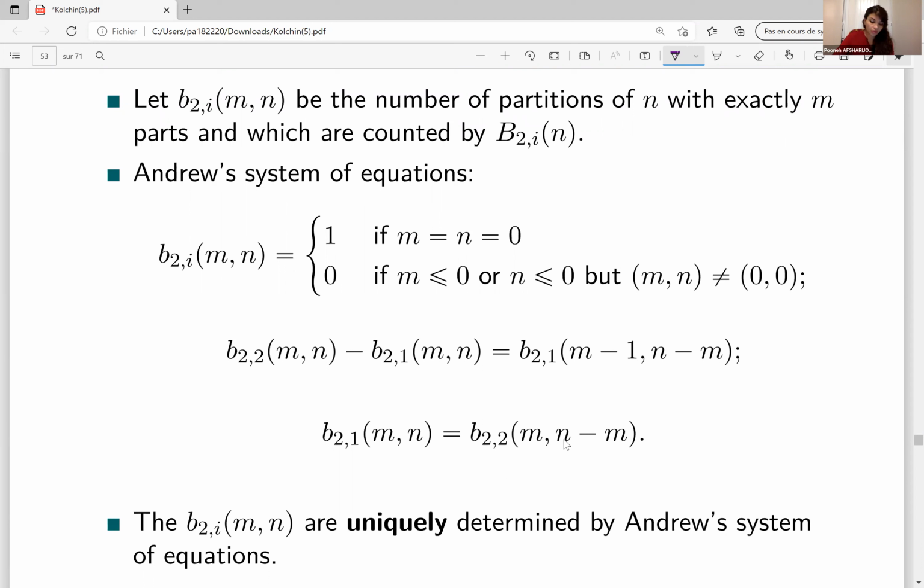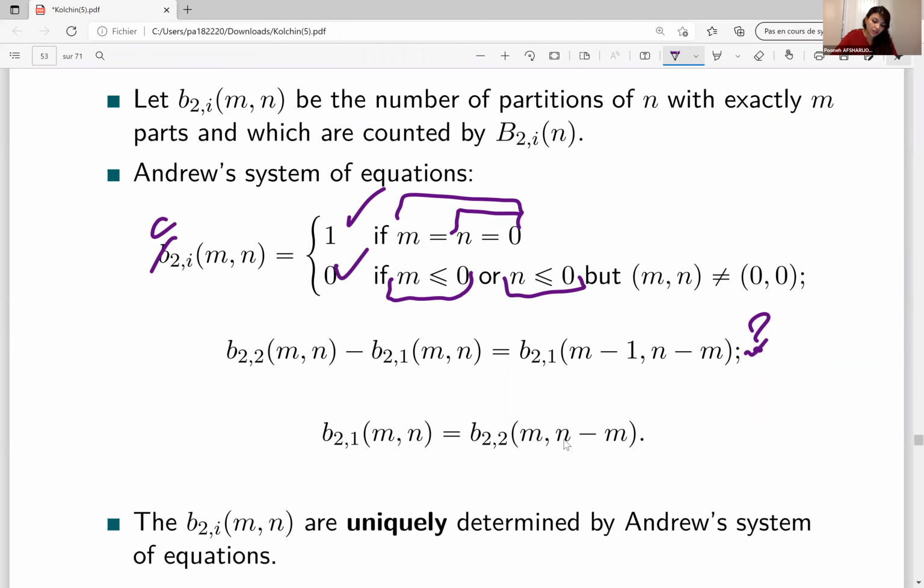What I did to prove this theorem was that I proved that C_2i(m,n) also verify the same system of equations. For the first equation, it is trivial because we know that 0 by convention has just one partition of length 0, which is the empty set. The negative numbers don't have integer partitions, and the positive numbers don't have partitions of negative length. So C_2i(m,n) also verify the first equation of this system.